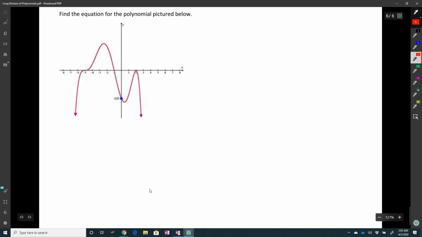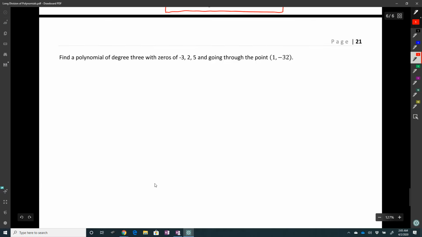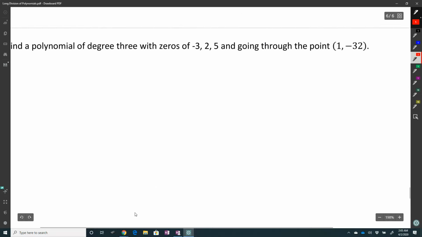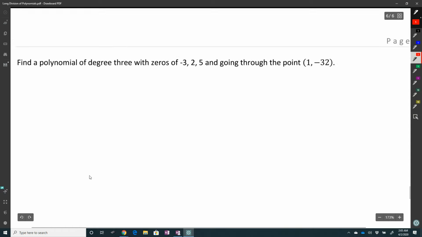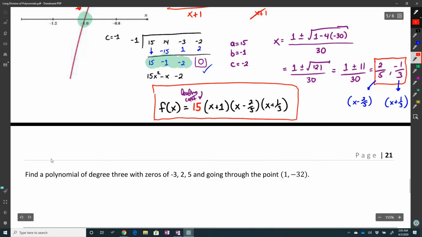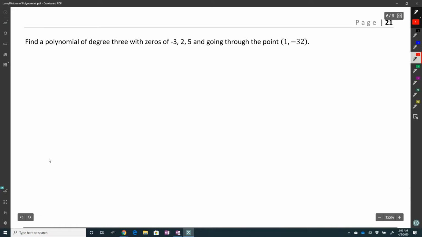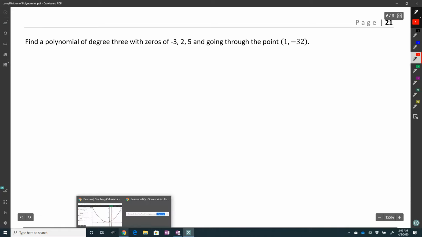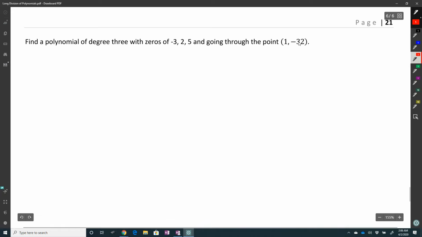So, got 2 more problems to do, and then we're done. These are all just different problems you're going to see on the homework. So every one of these you're going to see on the homework. Find a polynomial of degree 3 with zeros of -3, 2, and 5 going through the following point.